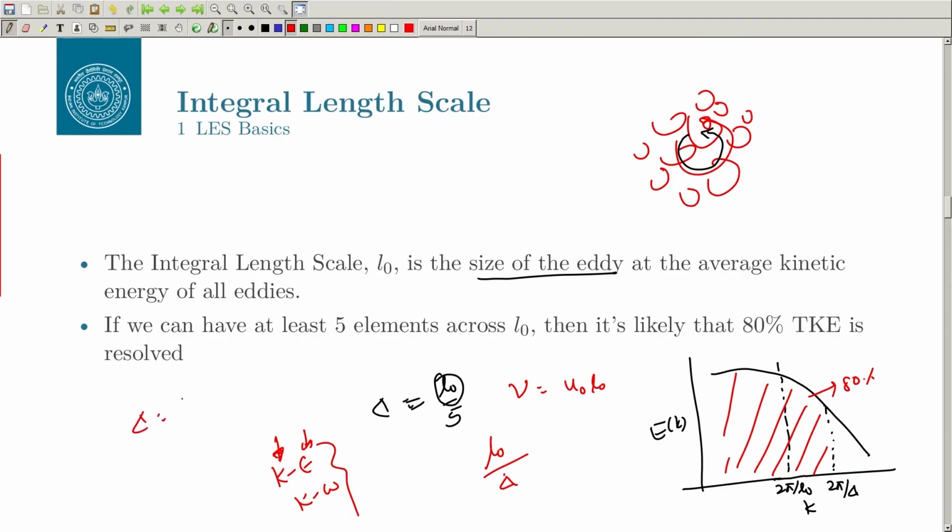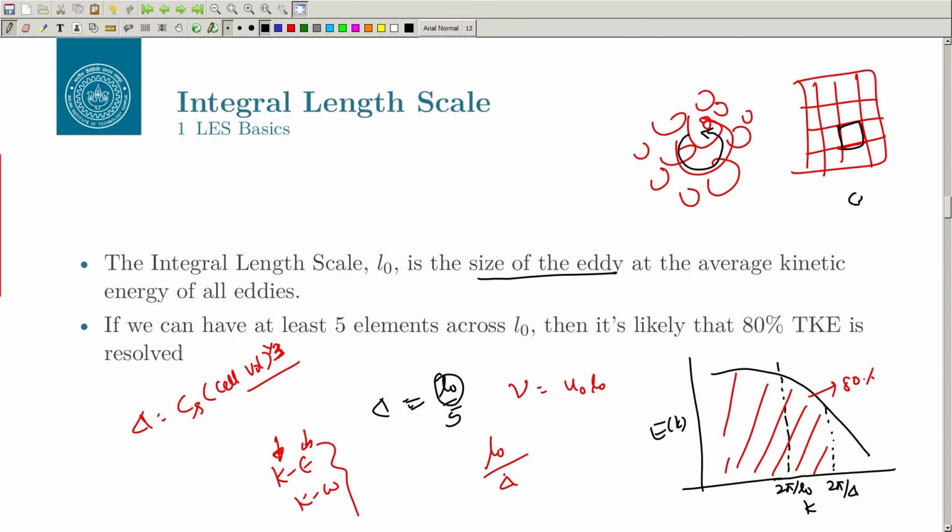Delta, it is obvious, should be a function of the grid size. So, it is C_S times cell volume to the power 1 by 3. So, you may have a grid, I am showing the structured grid. Let us say if this is my cell, and in 3D it will extend in the third dimension also. So, you can get the average size of the cell by using this cell volume to the power 1/3. And this quantity C_S is called the Smagorinsky constant.